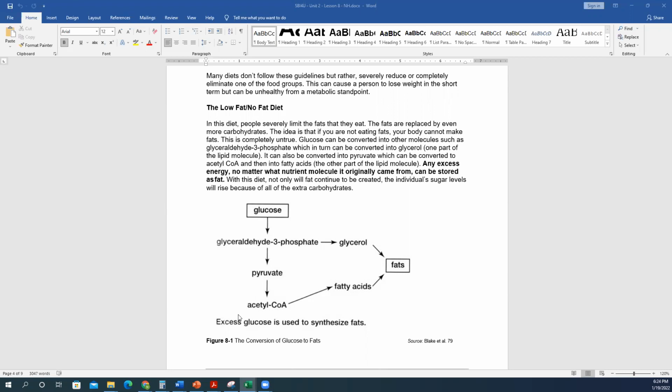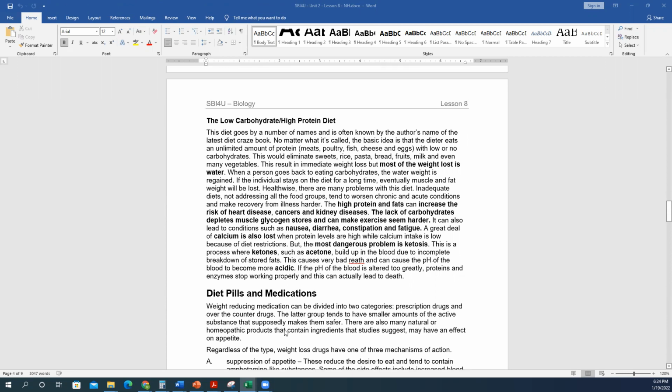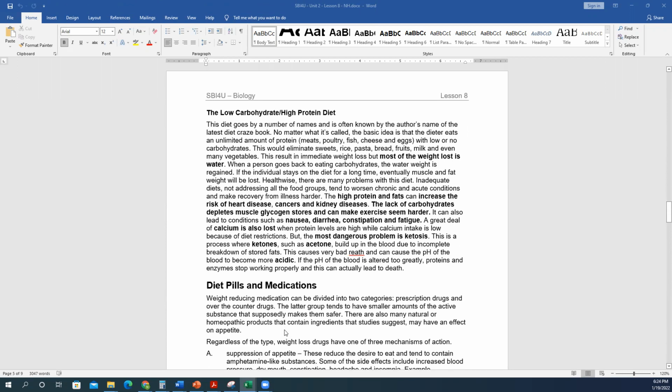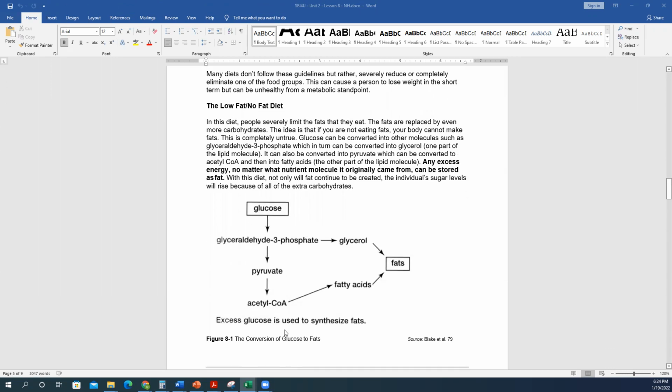So with this type of diet, not only will fat continue to be created, but the individual's sugar levels will be on the rise because of all the extra carbohydrates that are consumed. So that is essentially the gist of the problem with following a low fat or no fat diet.